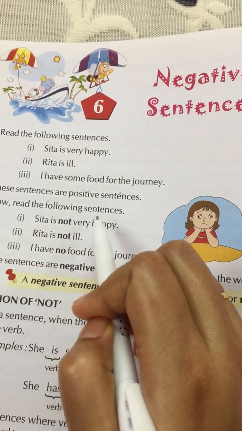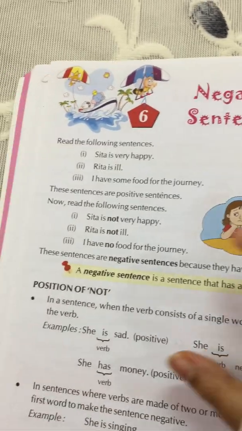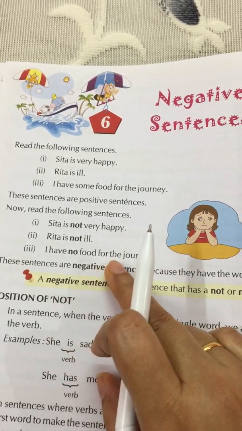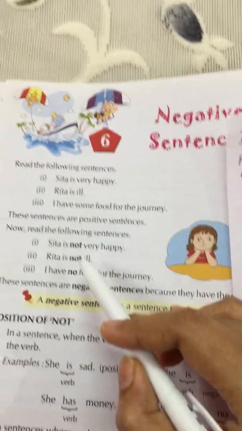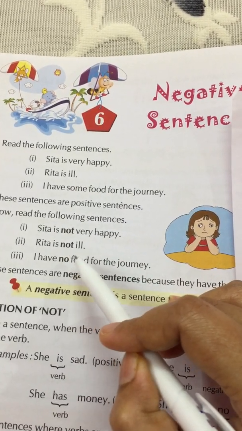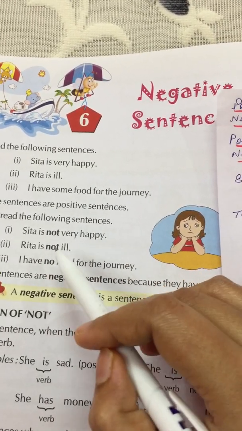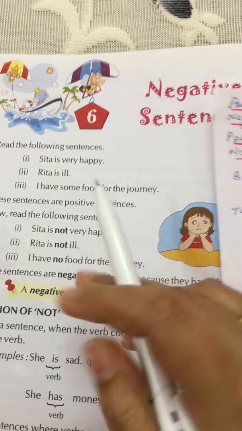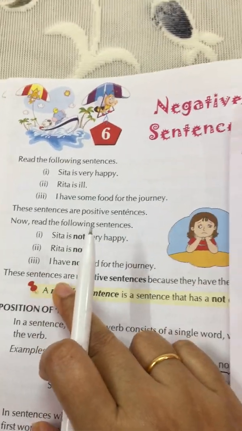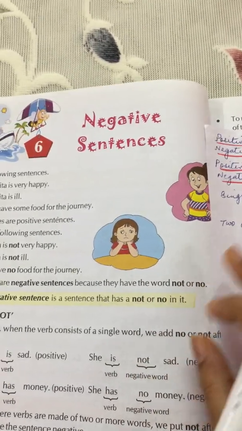Now read the following sentences. Sita is not very happy. Rita is not ill. I have no food for the journey. In all these sentences, children, you can see this word highlighted. Okay, this is in bold. It is looking a little bit darker than the rest of the letters. It is because this is a negative sentence. It contains the word not. These sentences are negative sentences because they have the word not or no.